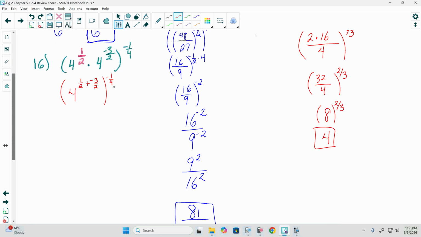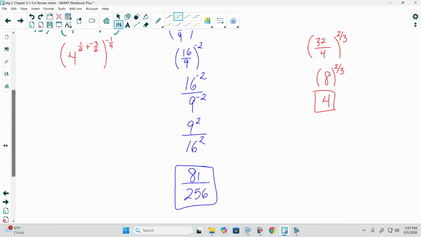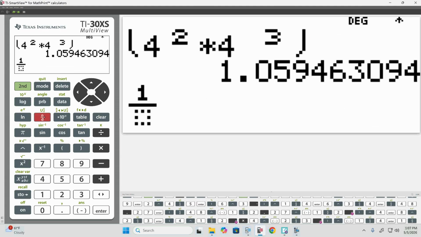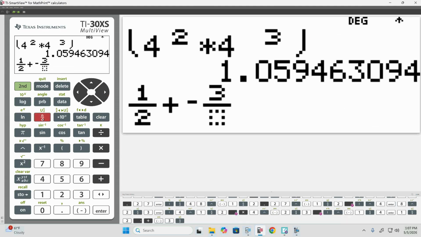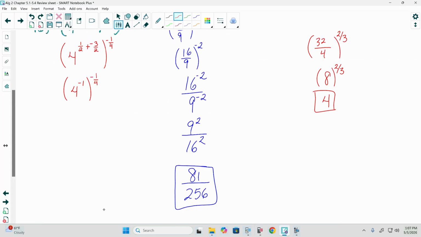Now, as we look inside those parentheses, both bases are the same. When we multiply like bases, we add the exponents. So we would be adding 1/2 and negative 3/2. Two ways we can do that fractional addition, because 1 minus 3 is negative 2, so negative 2/2 is negative 1. Or we can say 1/2 plus negative 3/2 is indeed negative 1.